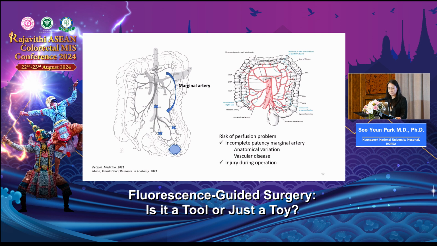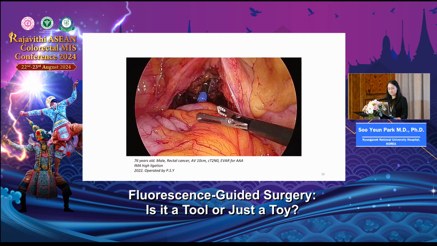First is perfusion. When we perform colorectal resection, the marginal artery is important to preserve the perfusion to the remnant colon or rectum. But sometimes there are variations in the marginal artery, anatomical variation, or sometimes we can injure the marginal artery during our surgery. So confirmation of the perfusion is important for safety after colorectal resection.